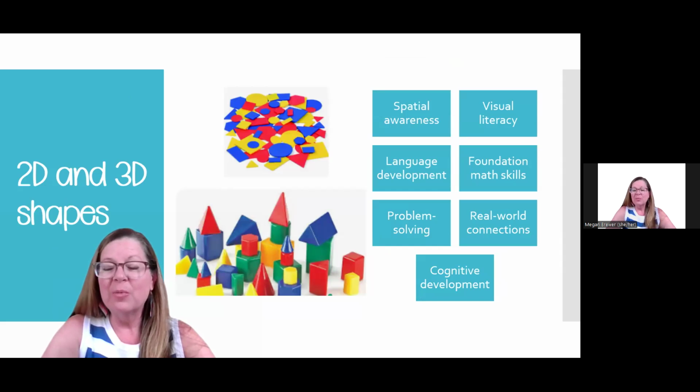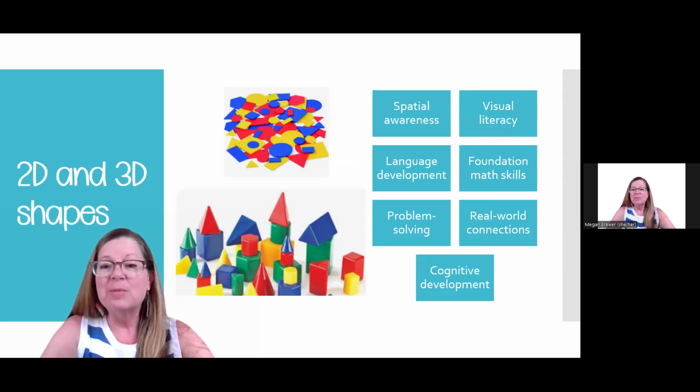Continuing the work from kindergarten with 2D and 3D shapes in first grade provides numerous benefits, including enhancing spatial awareness, visual literacy, language development, and foundational, probably most importantly, math skills. It also promotes problem-solving abilities and cognitive development. Further, it helps children understand the world around them by identifying shapes in their environment and developing a sense of space. So students are going to be recognizing and distinguishing between flat, two-dimensional plane shapes and 3D solid, three-dimensional shapes.